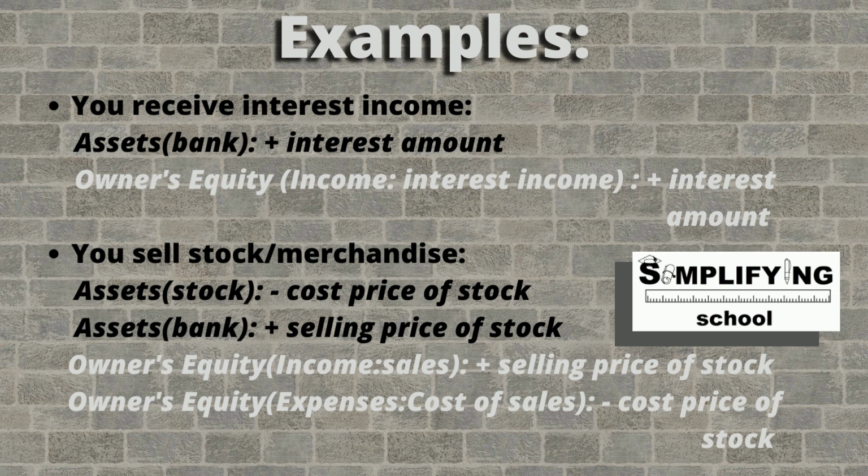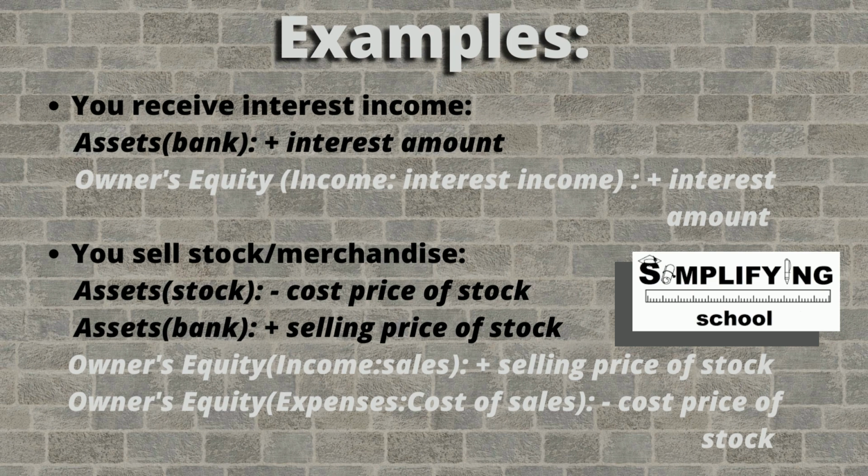When you sell stock or merchandise or trading stock, whatever you want to call it, you're going to have 4 entries, but 2 of them would be assets. We'll look at the others later on when we get to owner's equity. So the 2 asset effects would be your stock, your trading stock, your merchandise, which would decrease by the cost price of the stock. Now think of it like this.